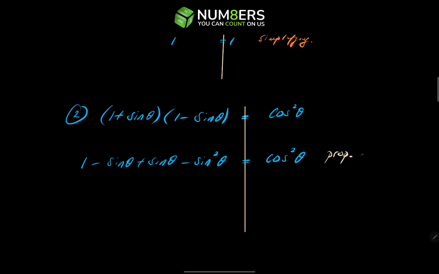So we write property of algebra. Next, negative sine theta and sine theta, negative sine theta plus sine theta, they're opposite signs, so they cancel each other. That's simplifying, so we write 1 minus sine squared theta on the left equals cosine squared theta on the right. And what we just did here was we simplified, so we write simplifying.